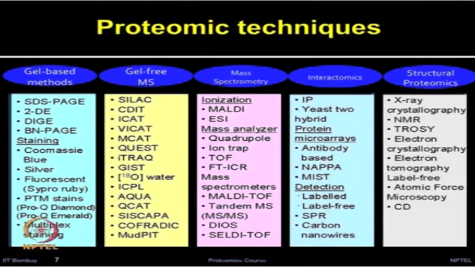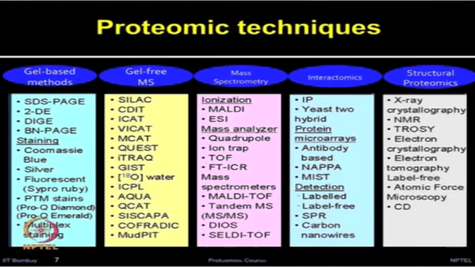standards and capture by anti-peptide antibodies, COFRADIC, combined fractional diagonal chromatography, and MudPIT, which is multidimensional protein identification technology. All of these are various new advancements in the gel free methodologies.